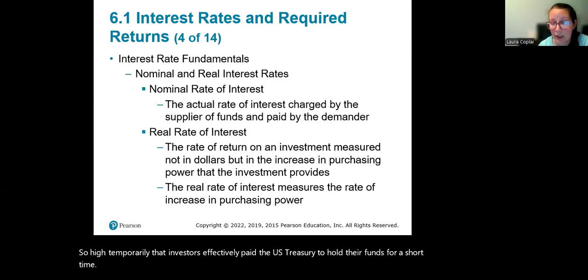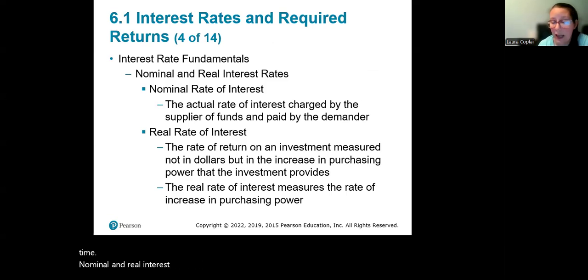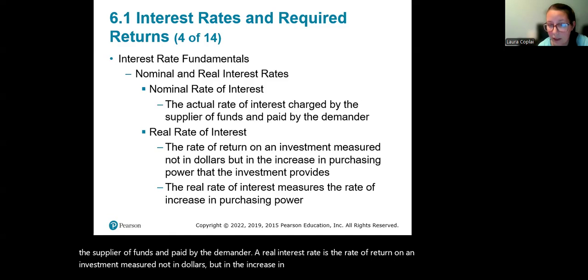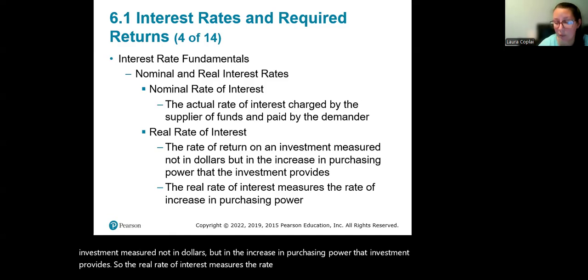Nominal and real interest rates. Nominal rates are the actual rate of interest charged by the supplier of funds and paid by the demander. A real interest rate is the rate of return on an investment measured not in dollars, but in the increase in purchasing power that investment provides. So the real rate of interest measures the rate of increase of purchasing power.